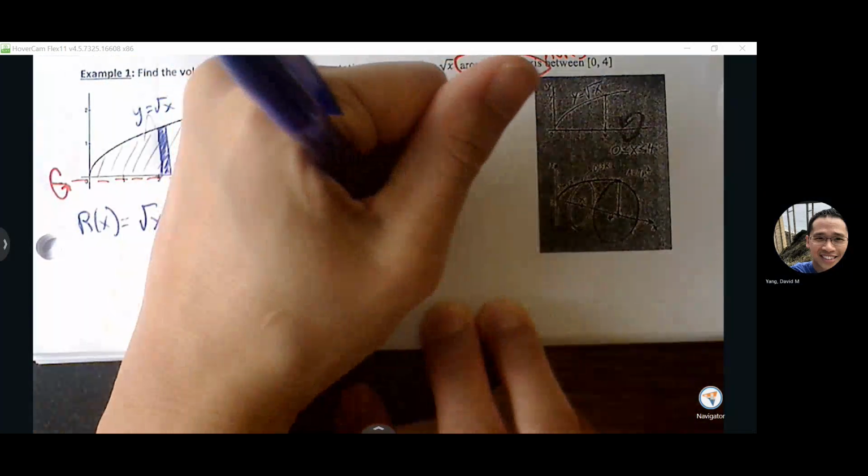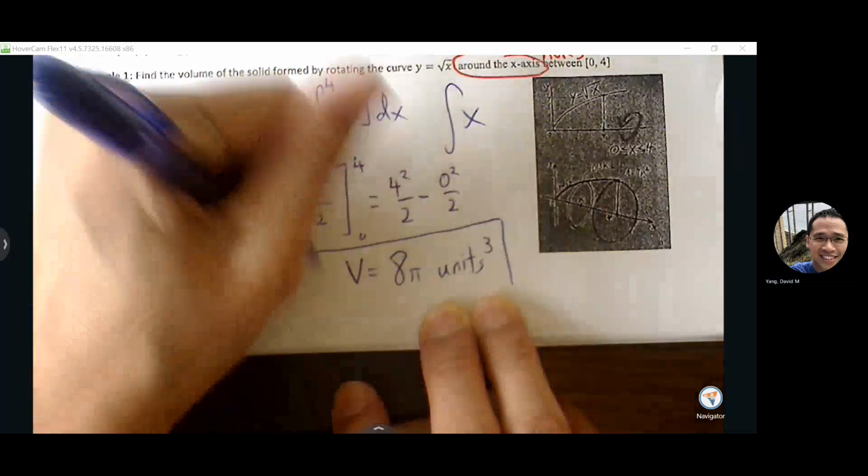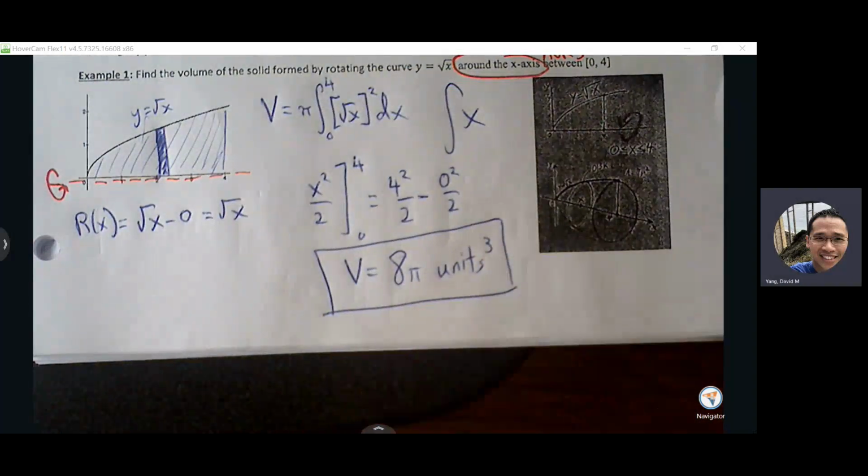So now I say what? Units cubed. Good. 3-dimensional object. I need a 3-dimensional unit. Thank you. That's good.